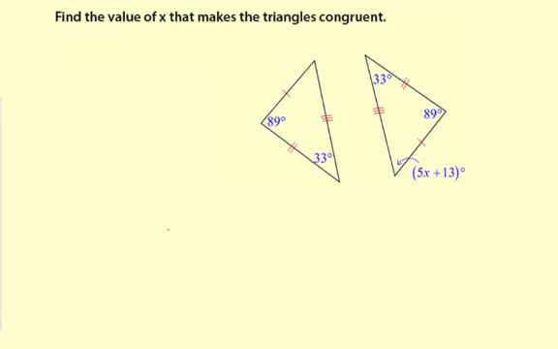Find the value of x that makes the triangles congruent. So first task here is to figure out how the angles match up with each other. And I noticed that we have an 89 here, so those match up, and 33 and 33 match up. So this 5x plus 13 degrees has to go with this one.